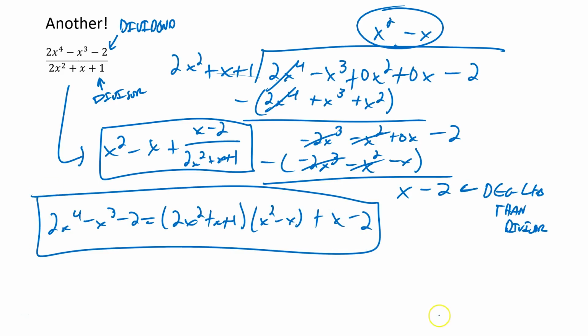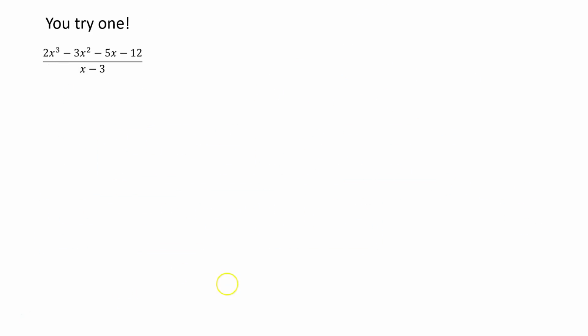Awesome. All right, I think I got one more if you want to try it. If you want to pause the video and give it a shot, not a bad idea. All right, let's see how you did. So x minus 3 into 2x cubed minus 3x squared minus 5x minus 12.